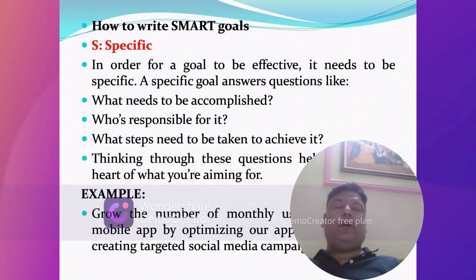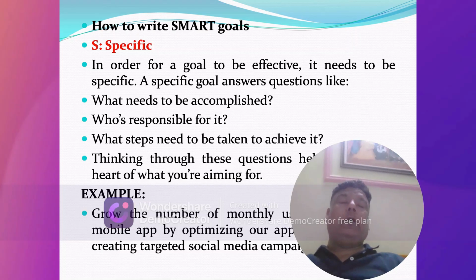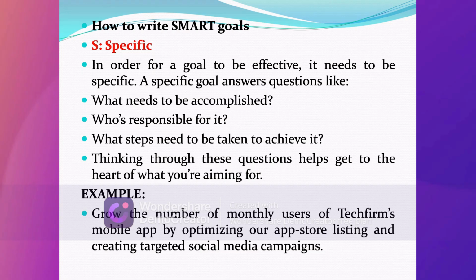The first one we talked about is specific. So what do we mean by specific? In order for a goal to be effective, it needs to be specific. If you are not specific, here I'll take this example, that we are very specific about growing the number of the tech firm's mobile app users by optimizing our app store listing and creating targeted social media campaigns.